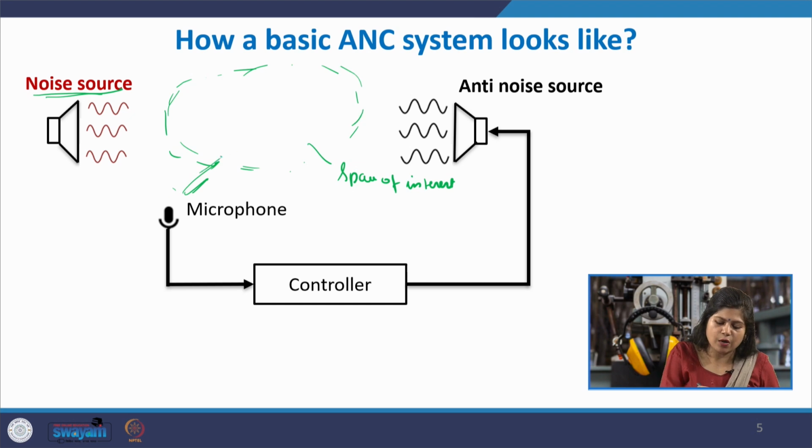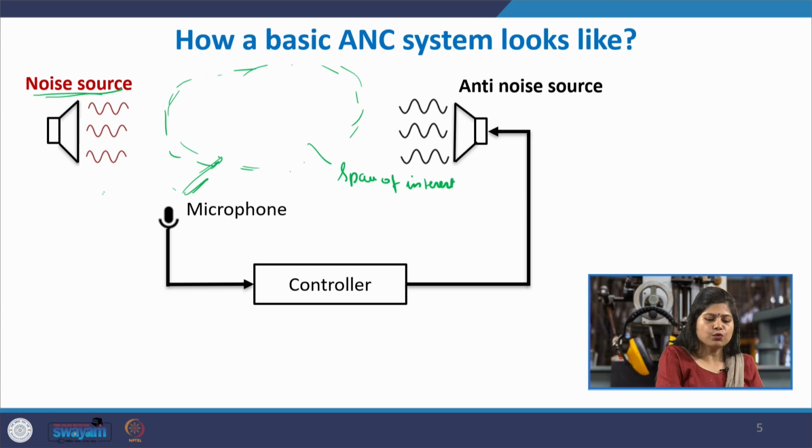So, it measures the sound level in the region of interest, and gives it through some controller mechanism which drives the anti-noise source. Based on whatever signal it is measuring, it will have some controller and actuator mechanism that will drive the anti-noise source, and the anti-noise source would simply take the measured signal, apply a minus sign, convert it into an anti-phase signal and keep generating the anti-noise.